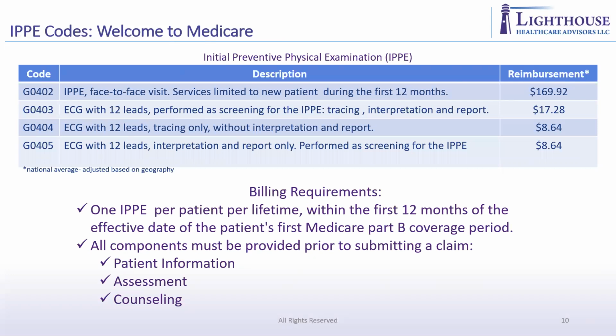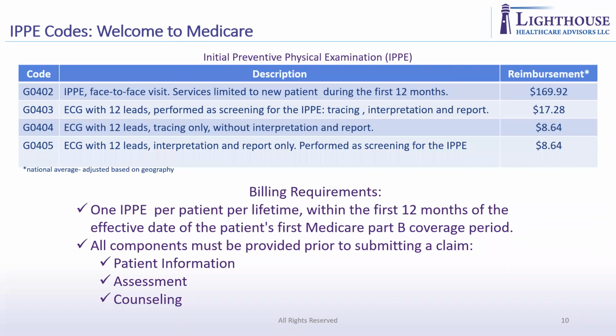So what are the codes that we can use for these annual wellness visits? There are a few different types of annual wellness visits. Medicare likes to keep it interesting. So we have the initial preventative physical exam, otherwise known as the IPPE. And the code for that is a G0402. So again, this is a face-to-face visit. This service can only be furnished during the first 12 months of Medicare enrollment.